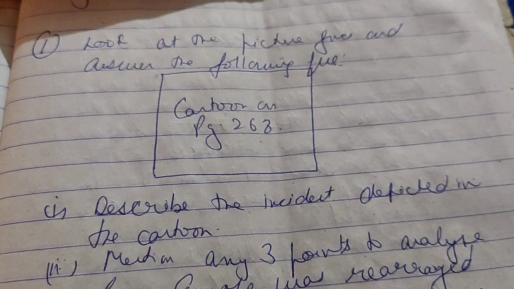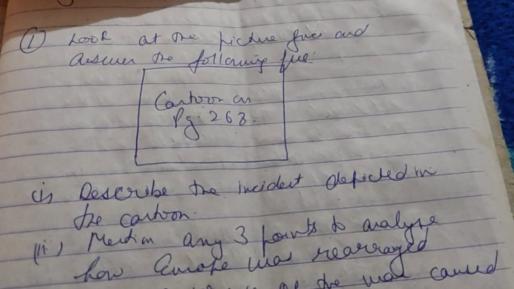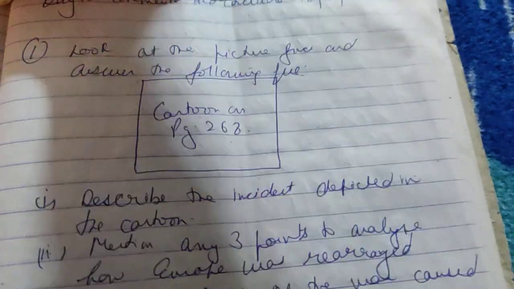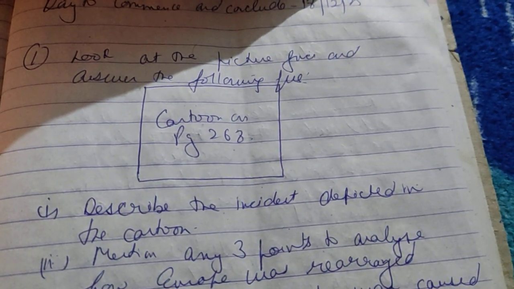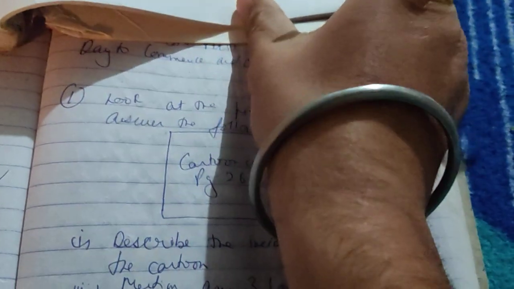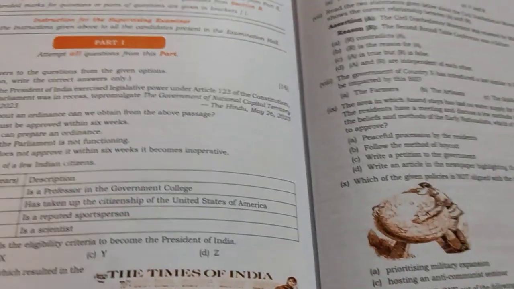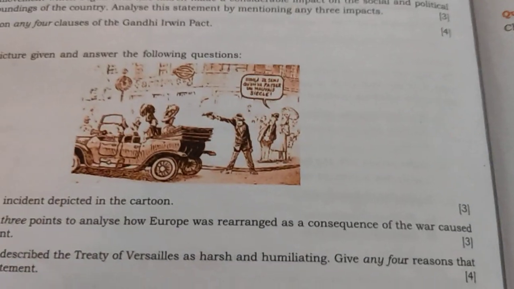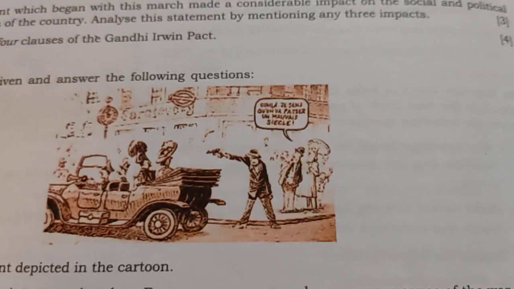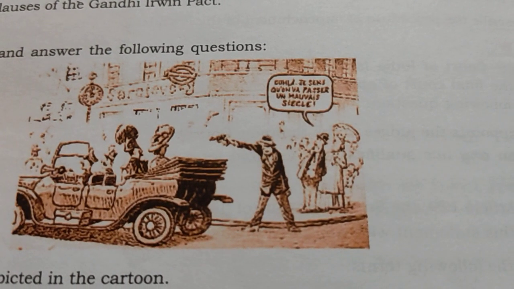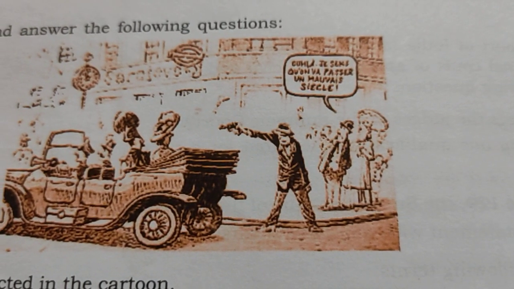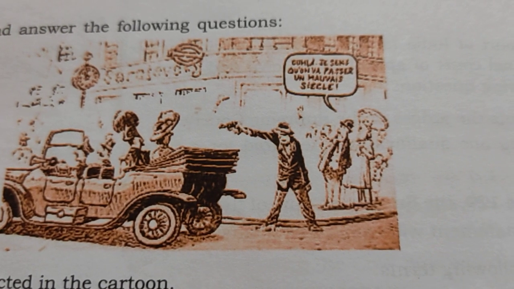Look at the picture given below and answer the following questions. So it is a picture based question, and the picture is given on page number 268. Please open page number 268. So this is the cartoon that is given on page 268. So what do we interpret from this cartoon?